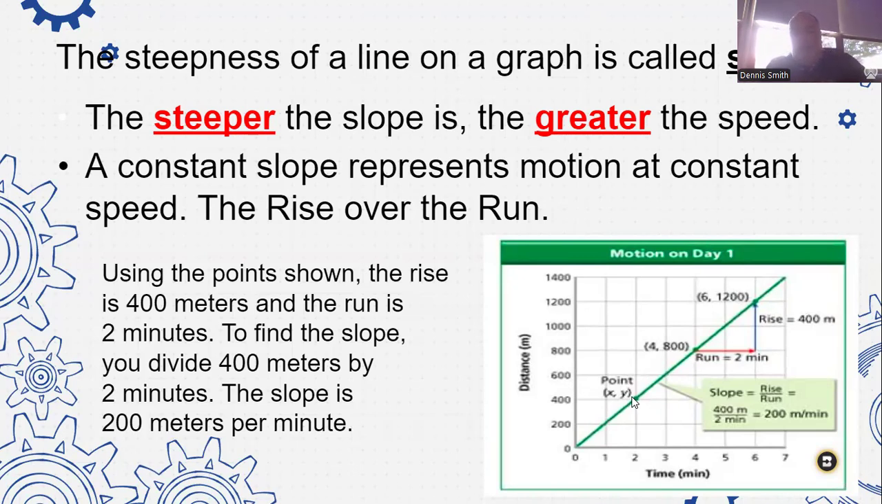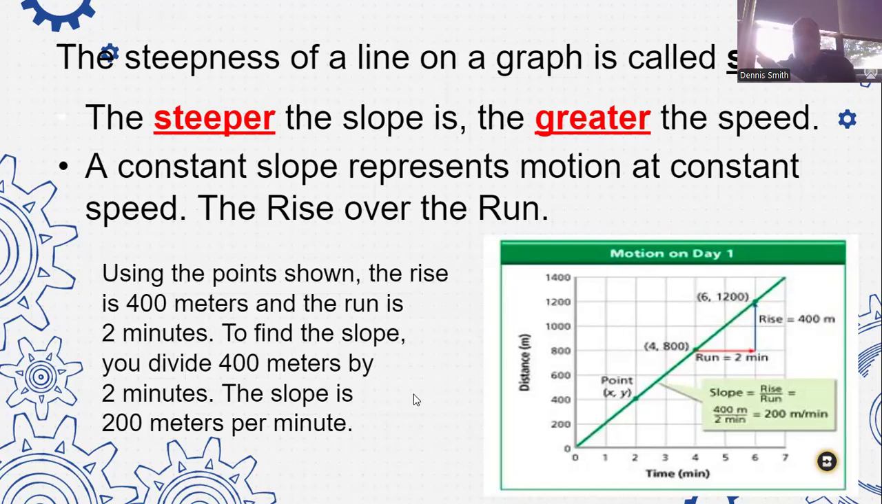So you could figure out at 8 minutes, where's the object going to be? How far will it have traveled? It would be 1,600 meters. Okay. So you see it here. And again, you see it up here as well. It's 4 and 800. So again, it's going to be 800 divided by 4 minutes. This one would be 1,200 divided by 6 minutes. It's all 200 meters per minute across the board.